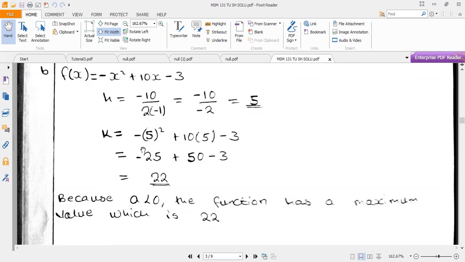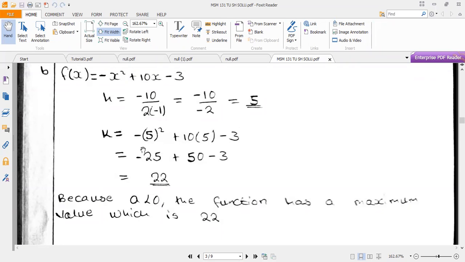So it will be the negative of open brackets 5 squared, plus 10, open brackets 5, minus 3. So it will come out as 5 squared is 25 times the negative, it will be negative 25, plus 10 times 5 is 50, minus 3. So negative 25 plus 50 is 25, 25 minus 3 is positive 22. So our value is 22.